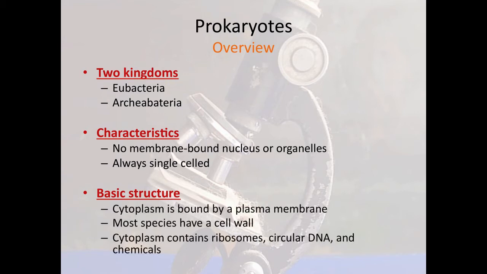The basic structure of a prokaryote is cytoplasm bound by a plasma membrane. Most species will have a rigid cell wall. Cytoplasm is where the DNA is found. It's circular strands of DNA that are not found in a nucleus.